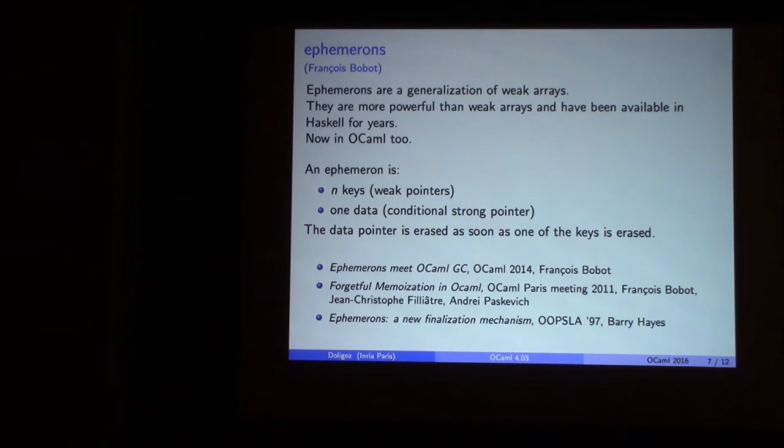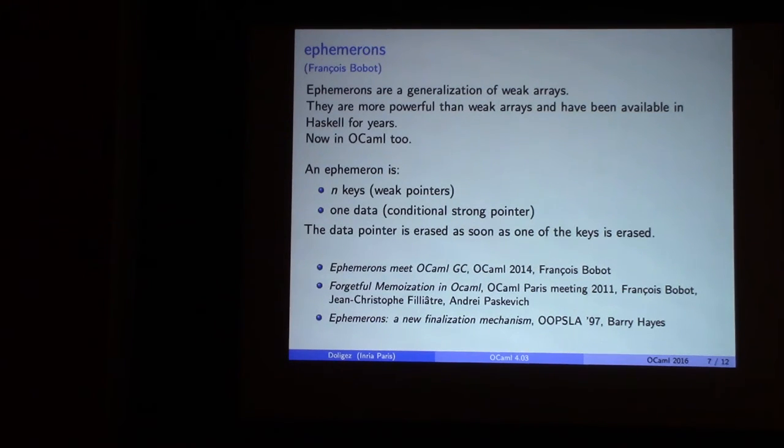So if you're a user of weak pointers and you have been frustrated by their behavior and trying to memoize functions, in fact, with weak pointers, ephemerons are exactly the thing you need. They generalize weak pointers, and so yeah, I'm going to say what they do.